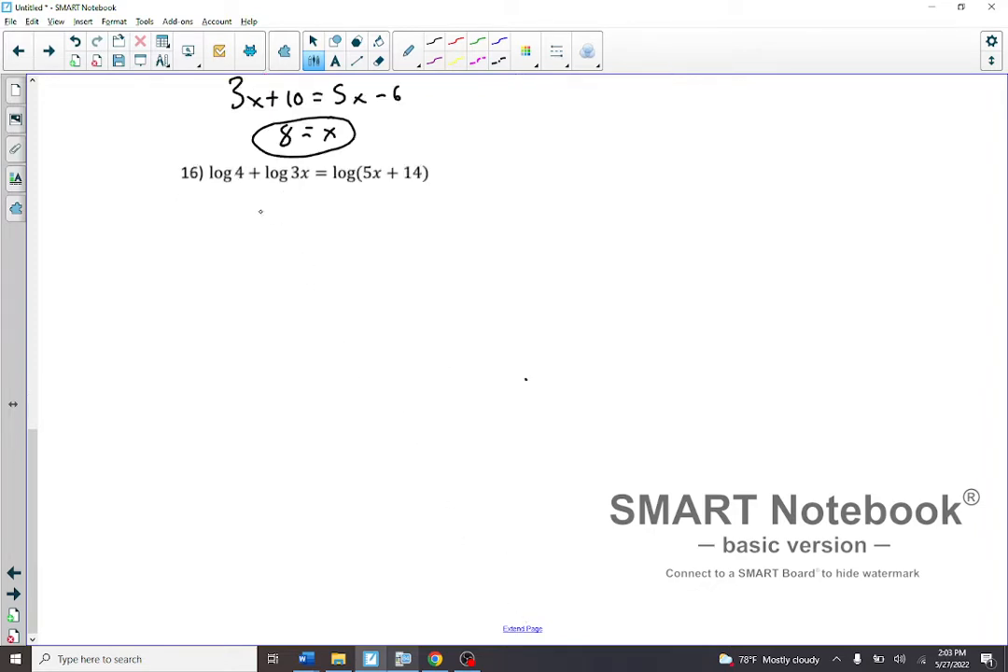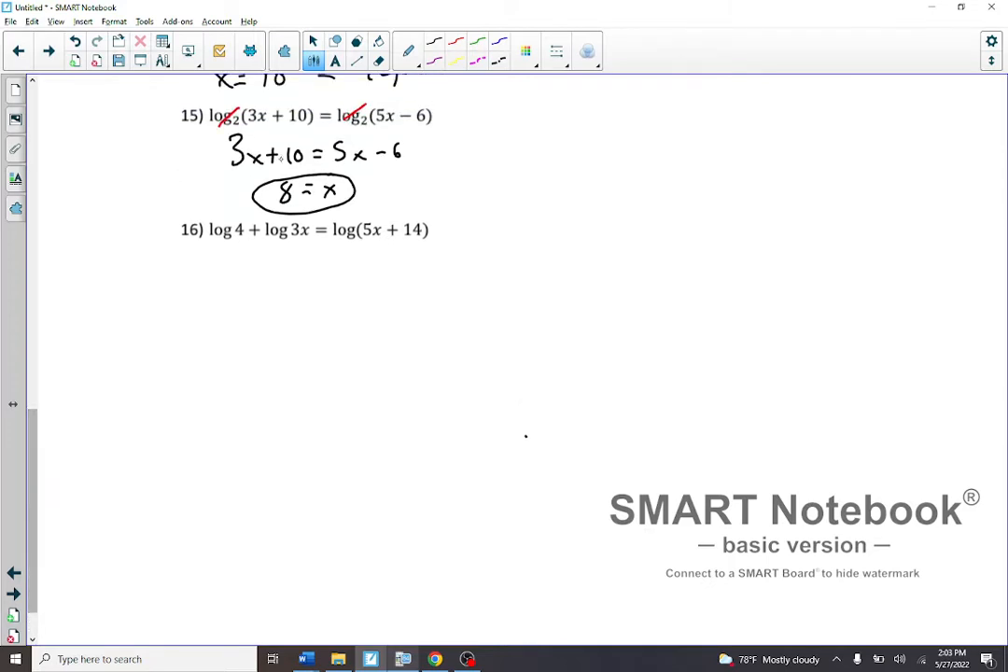Over here, before we could cross out the logs, we have to make it only one log on each side. So before I could do that, I'm going to have to condense these. So 4 plus 3x is 4 times 3x. So this is going to be log 12x equals log 5x plus 14.